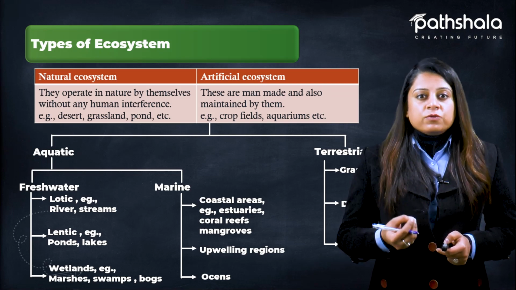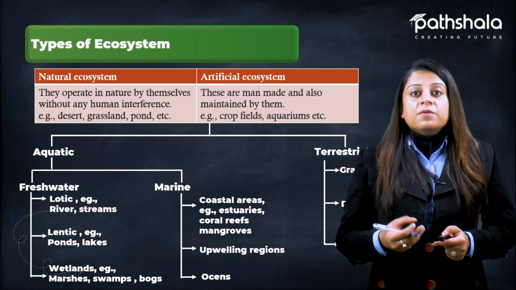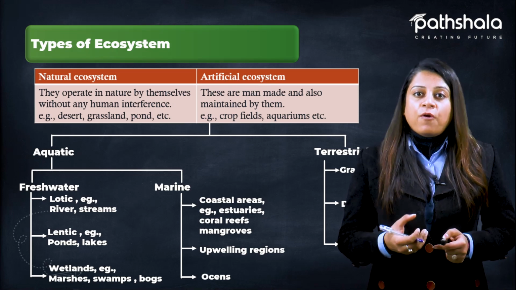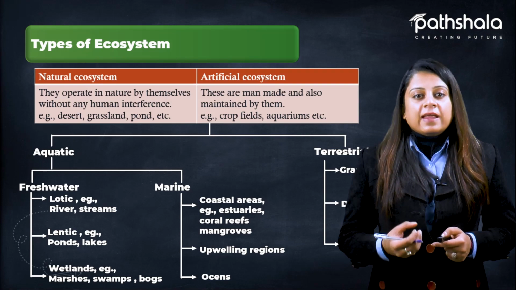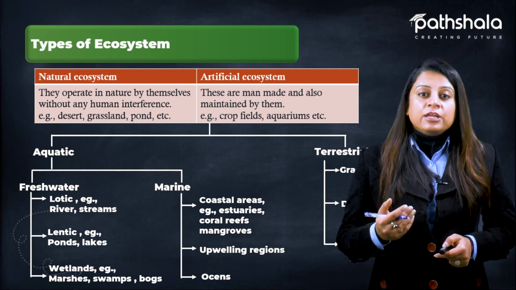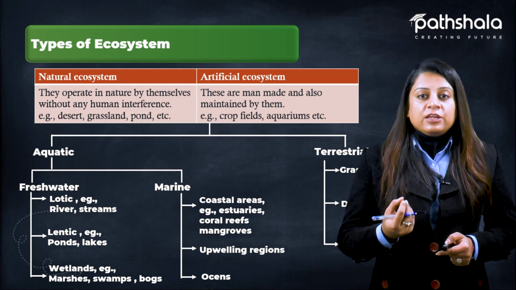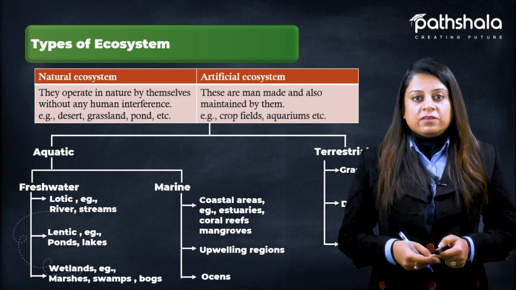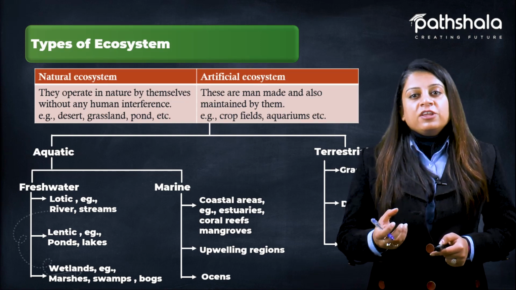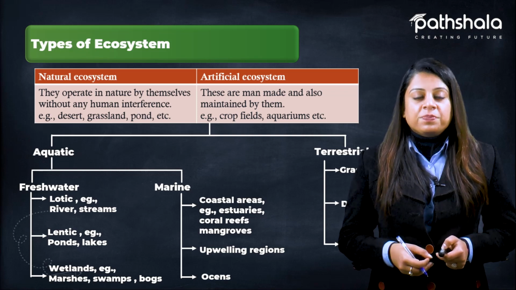The aquatic ecosystem is of different types. First is fresh water and next is marine. In fresh water we count rivers and streams, ponds and lakes, and wetlands such as marshes, swamps and bogs. Talking about the marine ecosystem, the coastal areas and the oceans are counted among the marine ecosystem. On the other side, the terrestrial ecosystems are grassland, desert and forest.